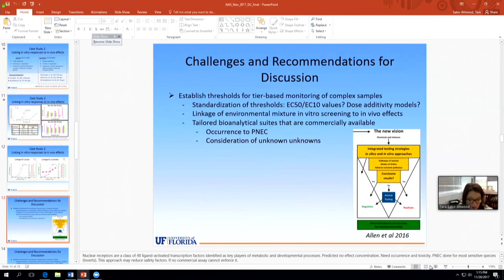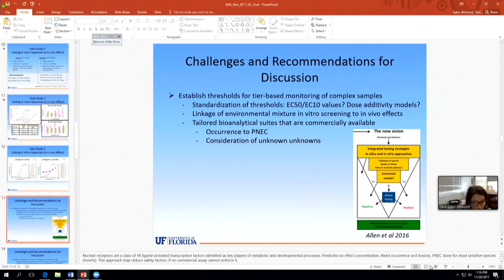a wastewater treatment plant, whereby a certain level of activity triggers a decision matrix that may include no further testing, additional in vitro testing, or animal testing. However, to be able to use this appropriately, we need to decide on the best way to standardize methods, considering aspects such as dose addition models, work that Vicki Wilson Gray and others at the EPA and NIEHS have been focused on recently. We need to better understand the linkage between complex mixtures and in vivo adverse outcomes, and to find the most appropriate suite of bioassays to make sure they are commercially available. Otherwise, regulatory use down the road cannot be enforced.